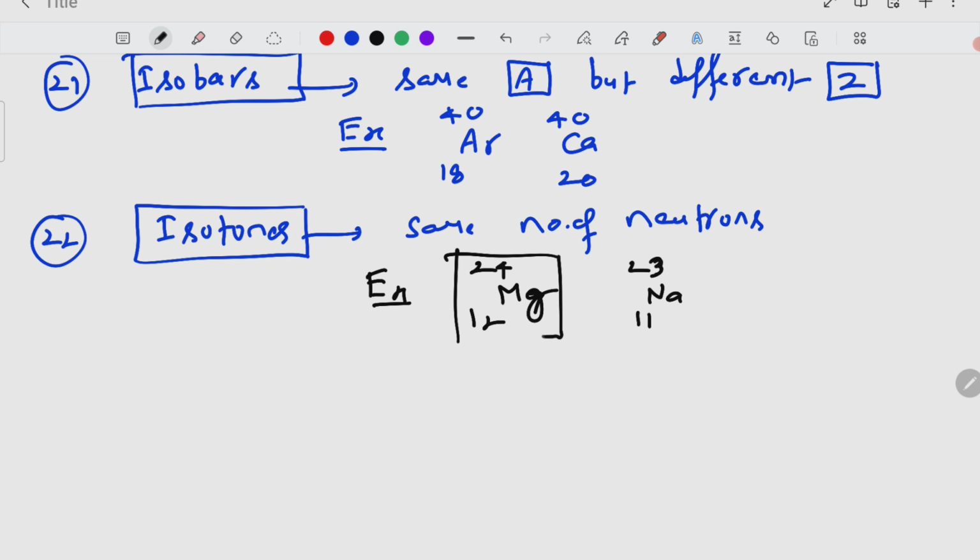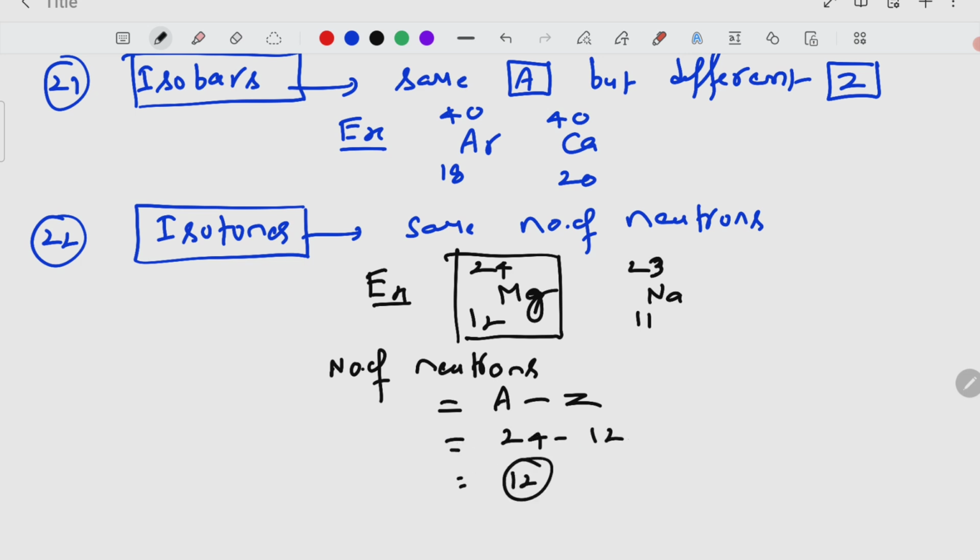So how do we calculate the number of neutrons? Number of neutrons is equal to mass number minus atomic number. Superscript is mass number, subscript is atomic number. 24 minus 12 gives 12 neutrons. Similarly, in case of sodium, 23 minus 11 gives 12 neutrons.